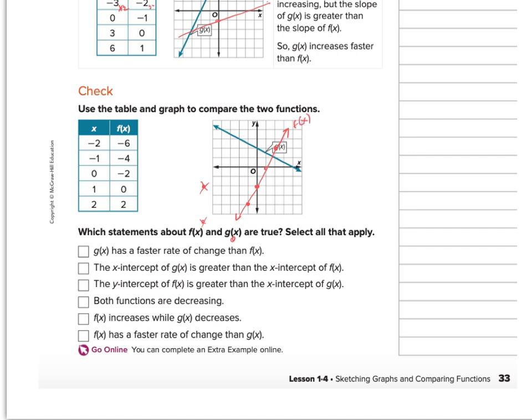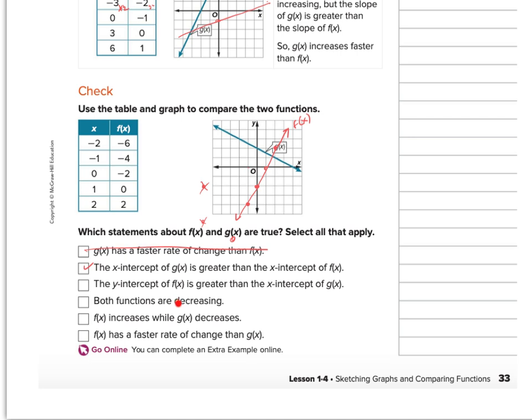So what do I know? G of x has a faster rate of change than f of x. Nope. F of x is steeper. That is not the case. The x-intercept of g of x is greater than the x-intercept of f of x. That is true, because it is a larger number. The y-intercept of f of x is greater than the y-intercept of g of x. The y-intercept of f of x is a lower number than g of x.